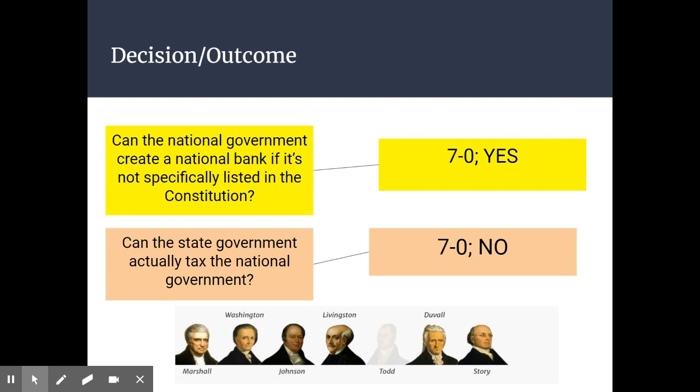And in this case, they said that opening a bank was close enough to something that was written in the Constitution, which is regulating the economy or commerce. So they said it's justifiable. So the bank could be created by the national government.